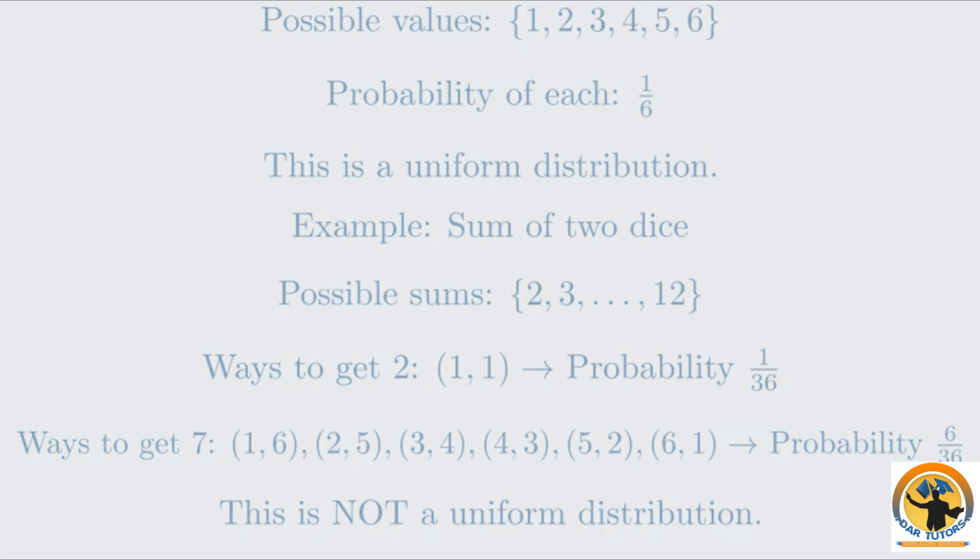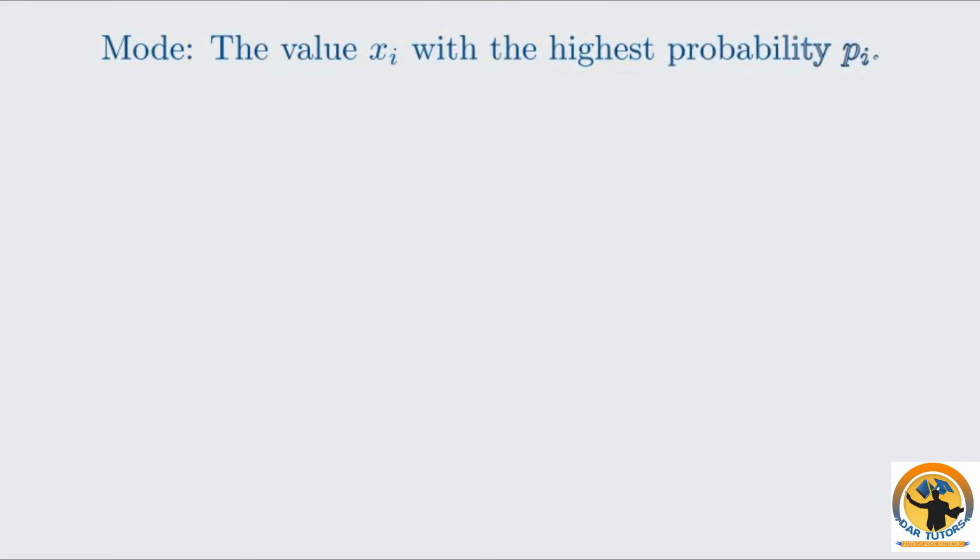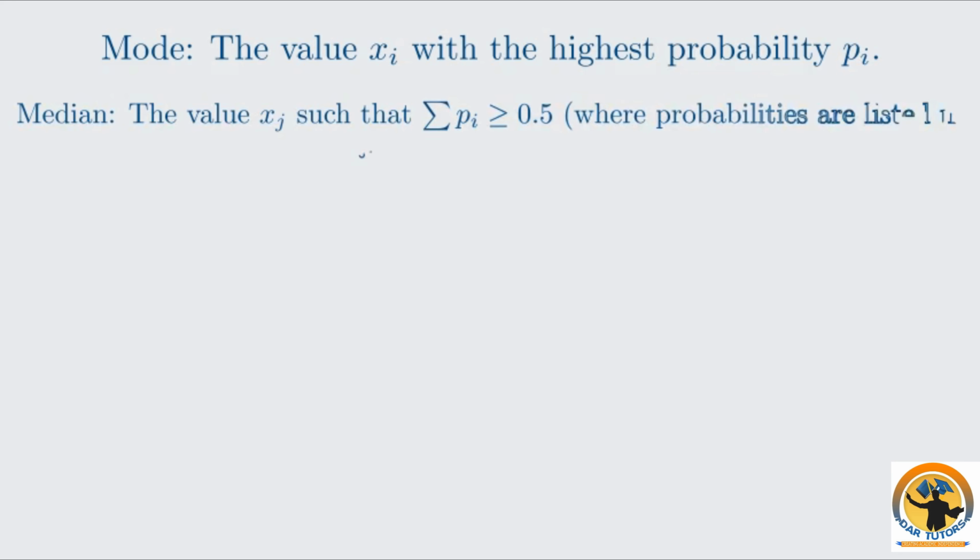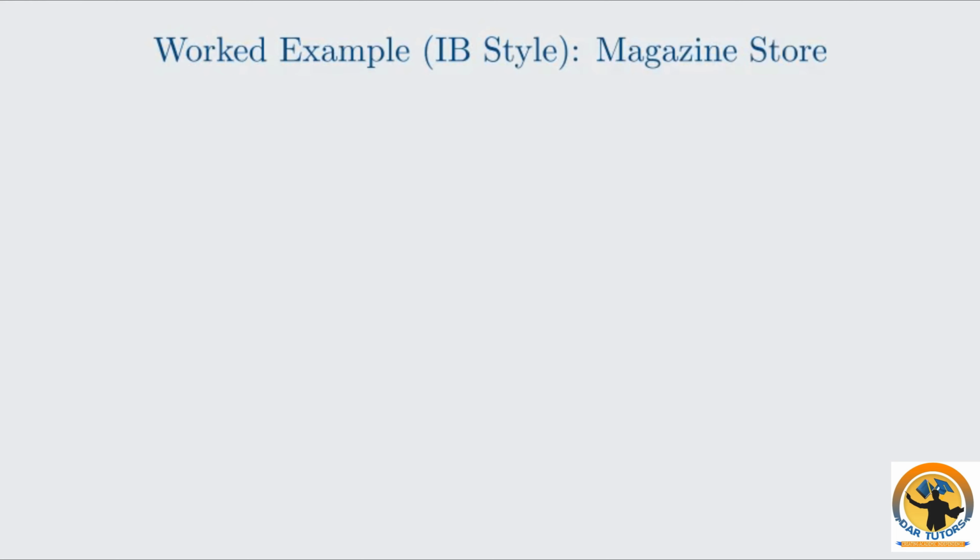Next, let's talk about the mode and median of a discrete probability distribution. The mode is simply the value that occurs with the highest probability. It's the most likely outcome. The median is the value that corresponds to the 50th percentile. If we list the values in order, the median is the first value where the cumulative probability reaches or exceeds 0.5. Let's apply these concepts with an IB-style worked example. This will help us practice finding the mode and median.